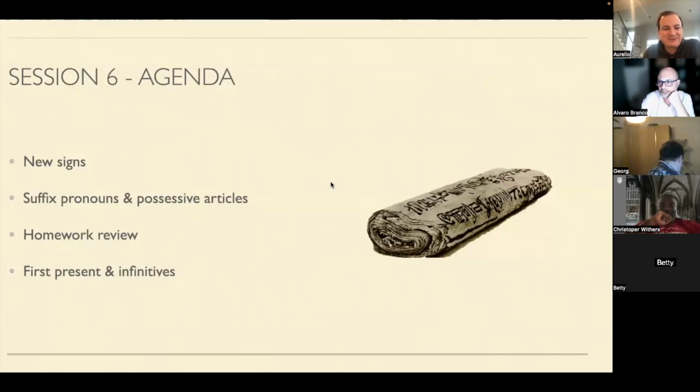And like I just said a moment ago, session number 6 is going to be a big one for two reasons. One, we have the suffix pronouns, which is a key piece of grammar in late Egyptian or in any form of Egyptian. And second, we're going to make our first foray into verbs: the first present and infinitives used in the first present. So that should be getting us a whole step closer to reading actual texts. And I'm hoping to get through all of this today.